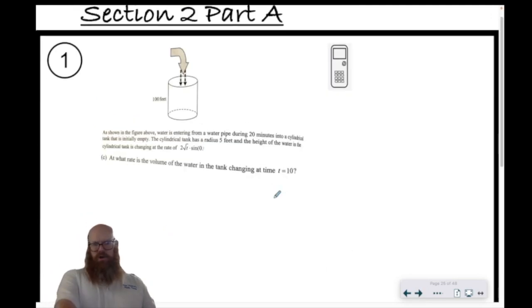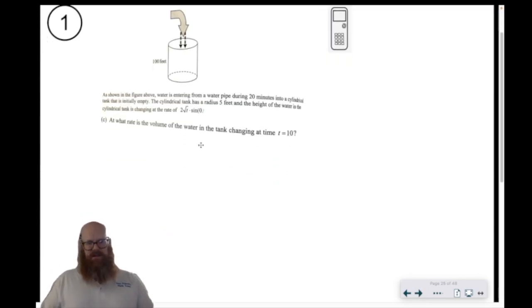All right, moving on to 1C. Here we've got the same cylinder. We want to know at what rate the volume of the water is changing at time t. What we have from before is that the volume was given as 25 pi times the integral from 0 to t of 2 root x sine of 0.05x dx.